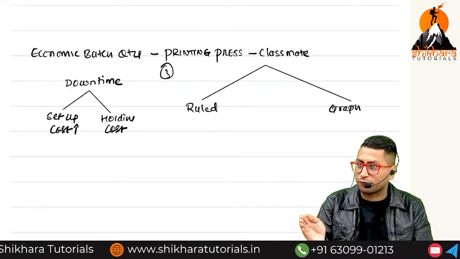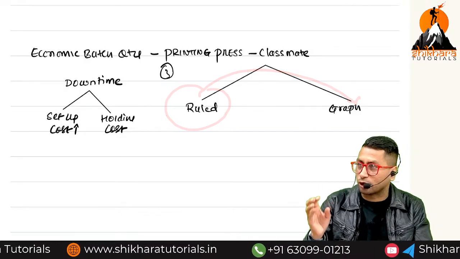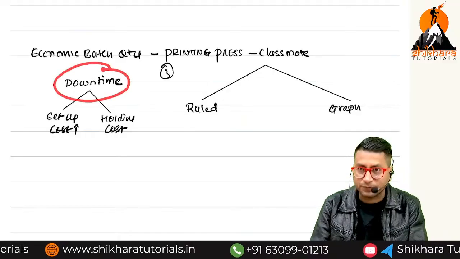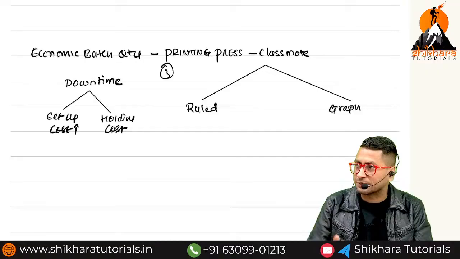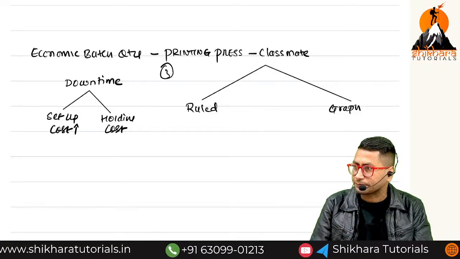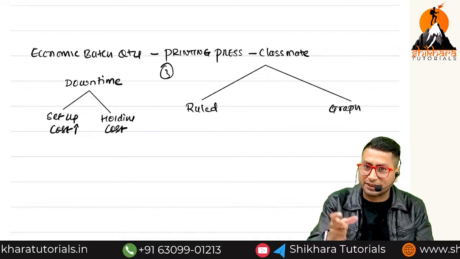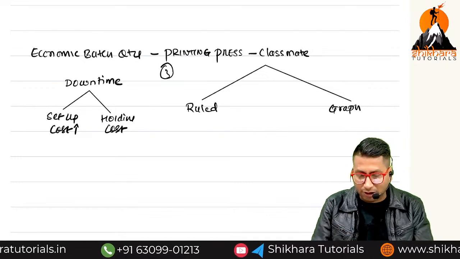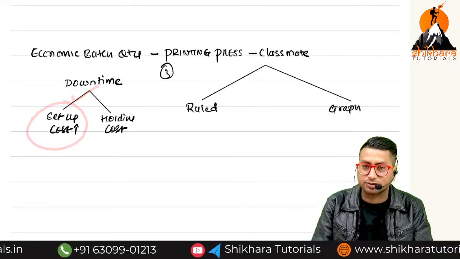If I want to shift from one type of book to another type of book, I need to stop the machine for some time, which is called what? Downtime. Matlab, I won't be able to use the machine. On top of that, second thing, I told that ink we have to change. Then some raw material we have to change, like paper and all. All these things will take a lot of time. That time, whatever expenses I'm incurring, that is called which cost?